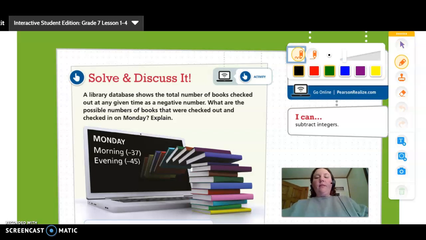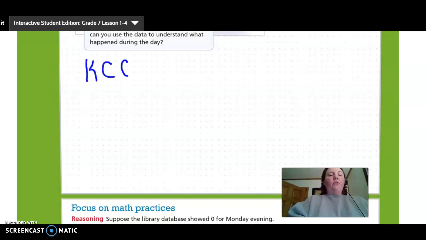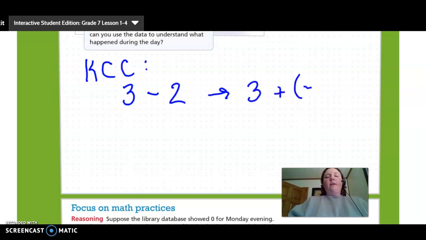So, yesterday in day 1 of this concept, we reviewed some rules about adding and subtracting negatives. Specifically, we talked about what we often call the keep change, or the KCC. The keep change says that we can turn subtraction into addition. So for example, if I had 3 minus 2, we could turn that into 3 plus a negative 2.